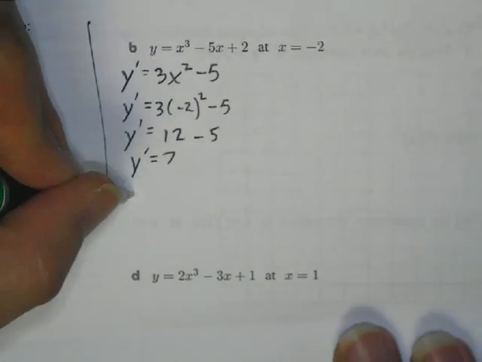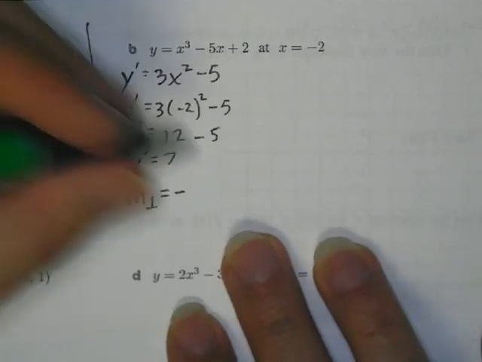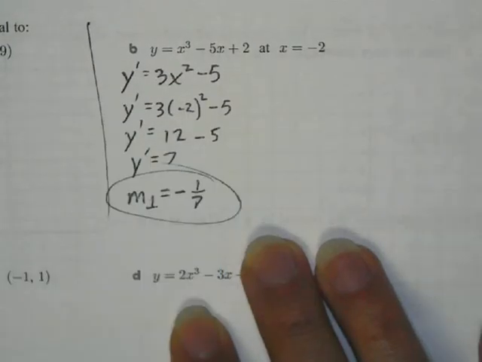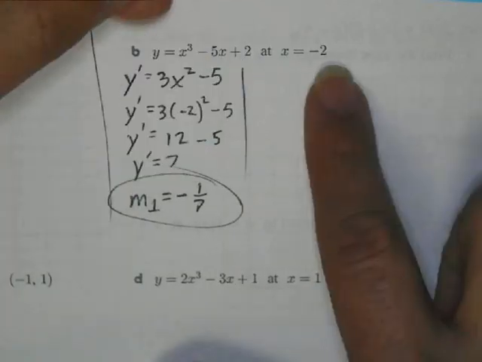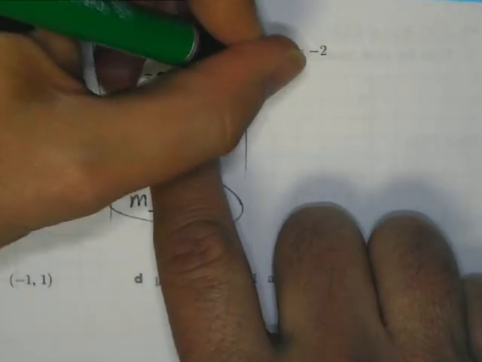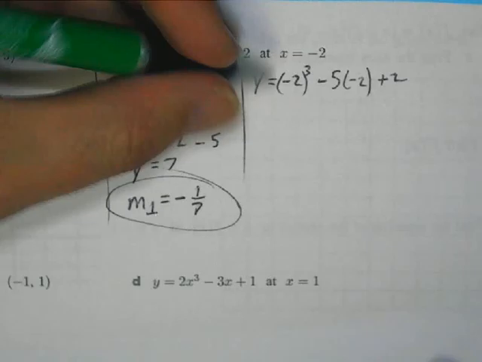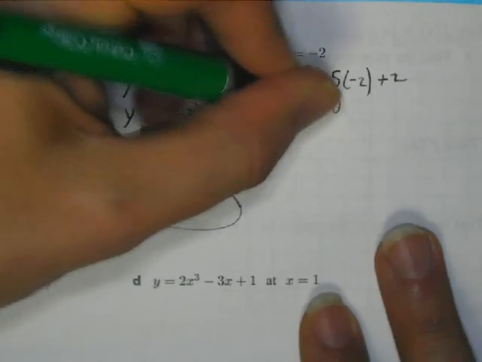So my perpendicular slope is going to be equal to the opposite sign and the reciprocal, so 1 over 7. I'm going to use that. Now I need to get a point. When x is negative 2, y equals, taking the original equation, negative 2 cubed minus 5 times negative 2 plus 2. So that's going to get me y equals negative 8 plus 10 plus 2.